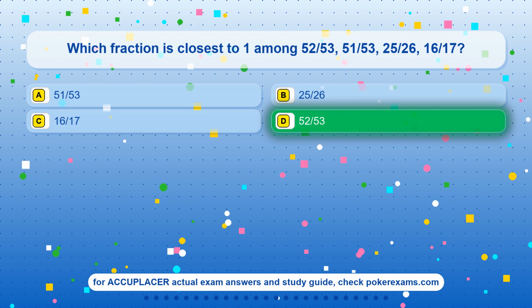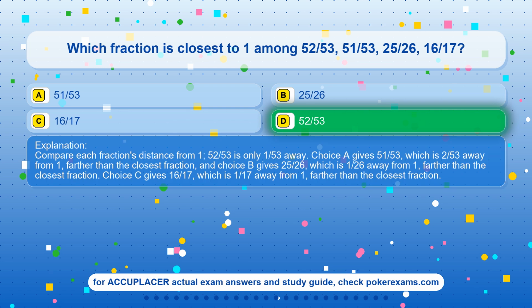The correct answer is option D, 52/53. Compare each fraction's distance from 1. 52/53 is only 1/53 away. Choice A gives 51/53, which is 2/53 away from 1, farther than the closest fraction, and choice B gives 25/26, which is 1/26 away from 1, farther than the closest fraction. Choice C gives 16/17, which is 1/17 away from 1, farther than the closest fraction.